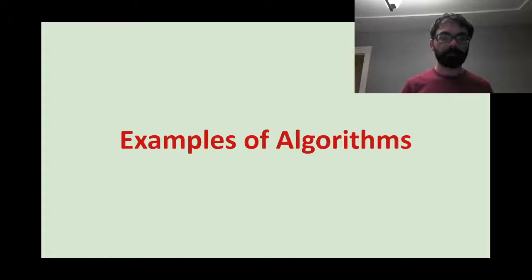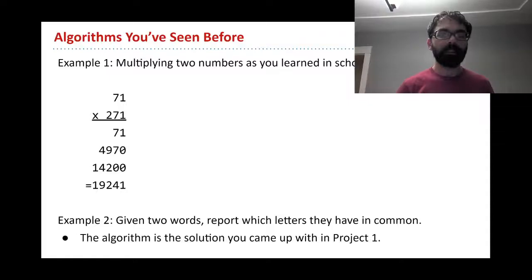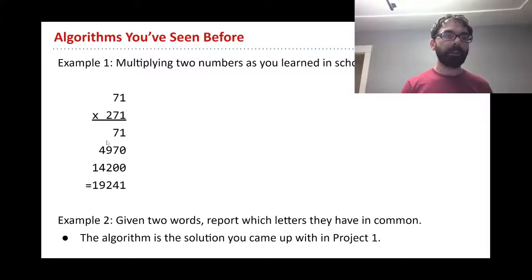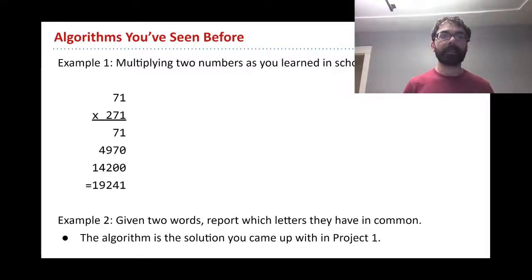So let's see some examples of algorithms. One example is the algorithm for multiplying 2 numbers that you learned in school. 71 times 271, the usual procedure would look something like this. You have 71 on the top line because that's 1 times 71. Then below it, you have 7 times 71, 497, followed by a 0. And below that, we have 2 times 71, followed by 2 zeros, for a total of 19,241 after you add these 3 lines. I'm not going to go over that in detail because you should already know this. That's an example of an algorithm.